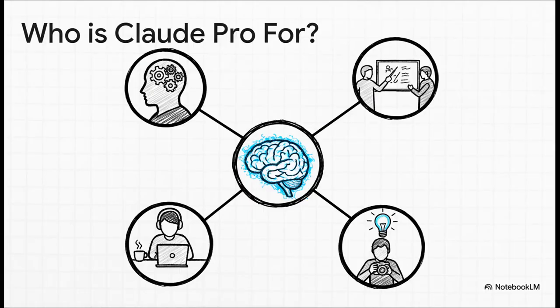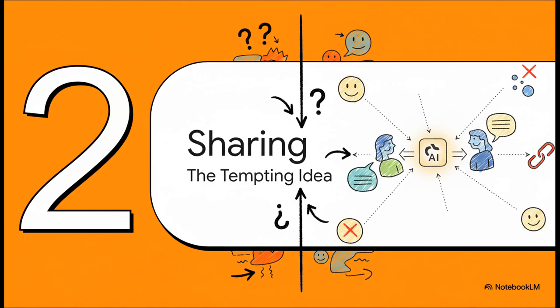And we're not just talking about hobbyists here. This is for the power users, for teams who need to collaborate, for freelancers and content creators who literally depend on this for their job. For these folks, Pro isn't just a nice-to-have, it's pretty much a necessity. So when you have something this valuable, the next logical thought is, hey, why don't we just split the cost? And that brings us to the most obvious and most tempting solution.